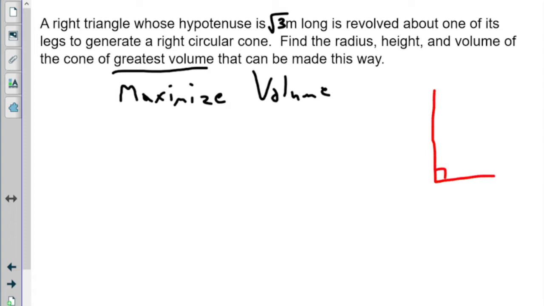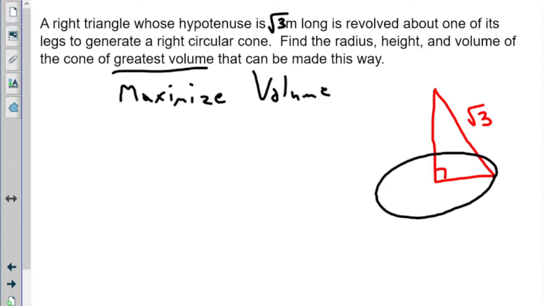So we have a right triangle, and its hypotenuse is square root of 3. And what we are doing is we are taking that triangle and spinning it around, and that will create our cone. So that right triangle spun around creates our cone. And we want to know, because this isn't the only triangle I can build with the hypotenuse of square root of 3, what should my other measurements be in order for the volume to be the biggest?